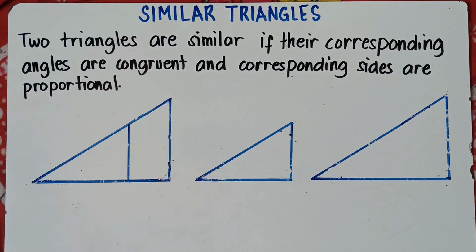Our topic for today's class is all about similar triangles. So without further ado, let's do this topic. Two triangles are similar if their corresponding angles are congruent and corresponding sides are proportional.